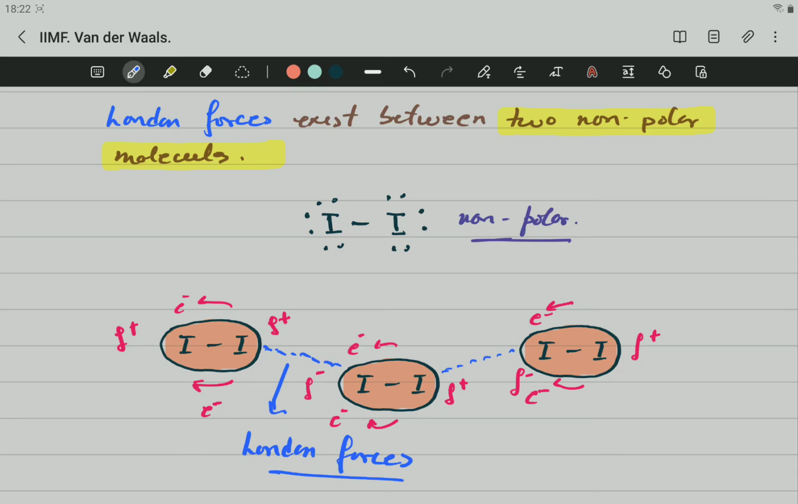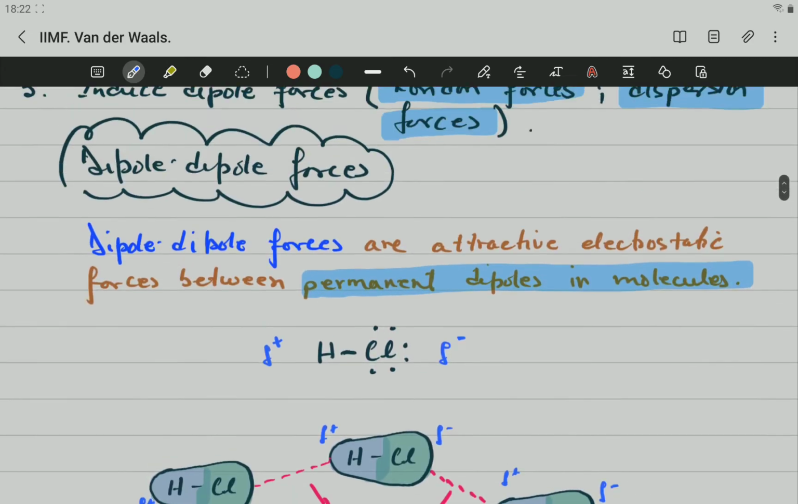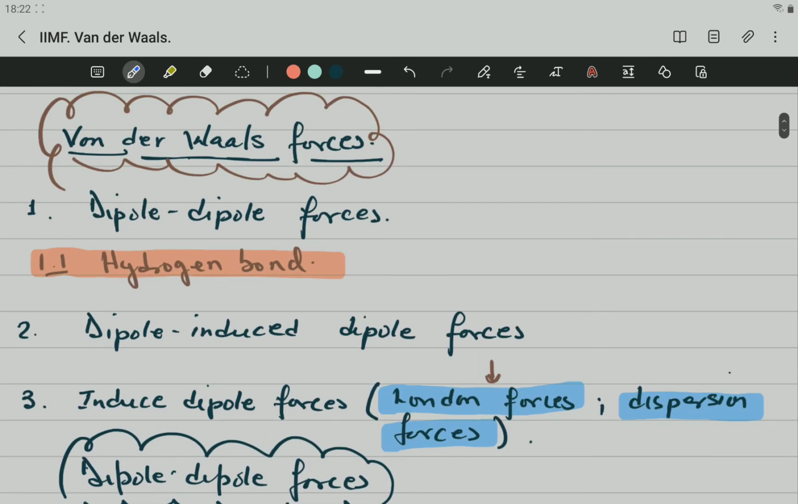It's not that difficult. The first and most important thing is you need to understand that London forces will happen between two non-polar molecules. So if you want to identify the type of intermolecular forces, the first thing you have to find out is what type of molecule it is, whether it's polar or non-polar.